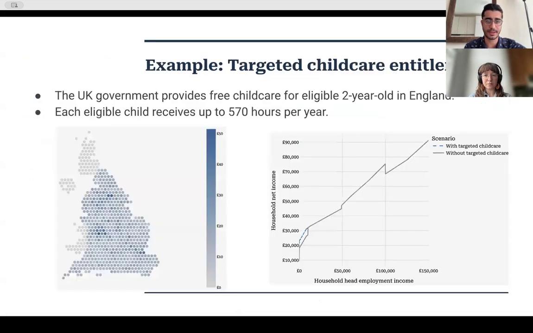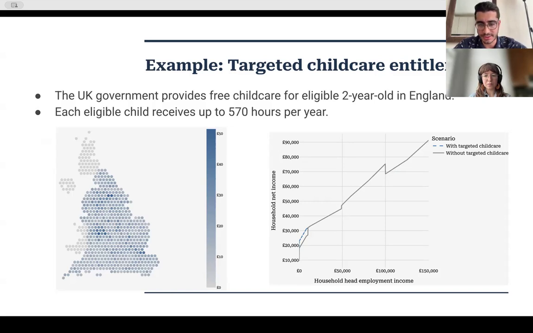Here, just as an example, I put a targeted childcare entitlement. This entitlement is about free childcare for eligible 2-year-olds in England, and each eligible child receives up to 570 hours per year. On the left-hand side, you can see the distributional impact on each constituency in England, because it's not applied in, for example, Scotland and Wales.